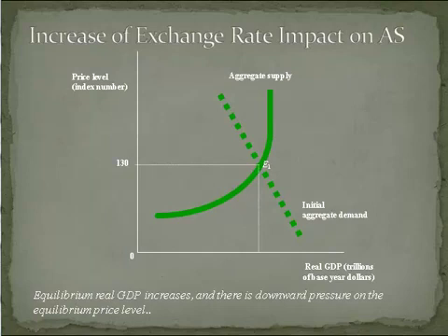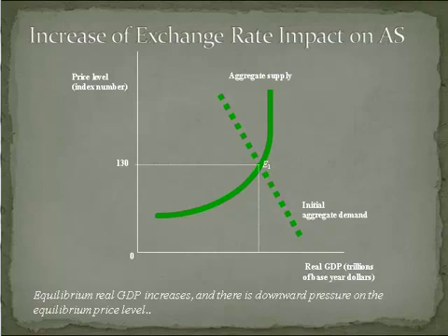You've just seen what happens when there is an increase in the exchange rate and how it impacts aggregate demand. Well, an increase in the exchange rate can also impact aggregate supply, and this is how. An increase in the exchange rate means that our dollar is stronger, so we can buy more foreign stuff.